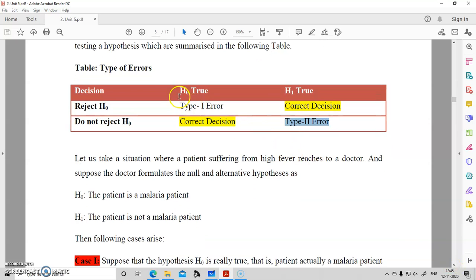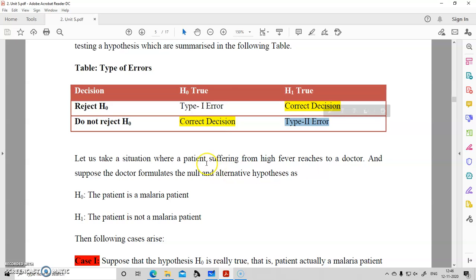So in the true case, we have committed a mistake. H naught is actually true, but we have rejected H naught. Then we committed an error, that is type 1 error. Similarly, do not reject H naught: we are not supposed to reject H naught, but actually H1 is true. The decision we have taken is do not reject H naught, but actually H1 is true. So we have committed an error, that is known as the type 2 error.